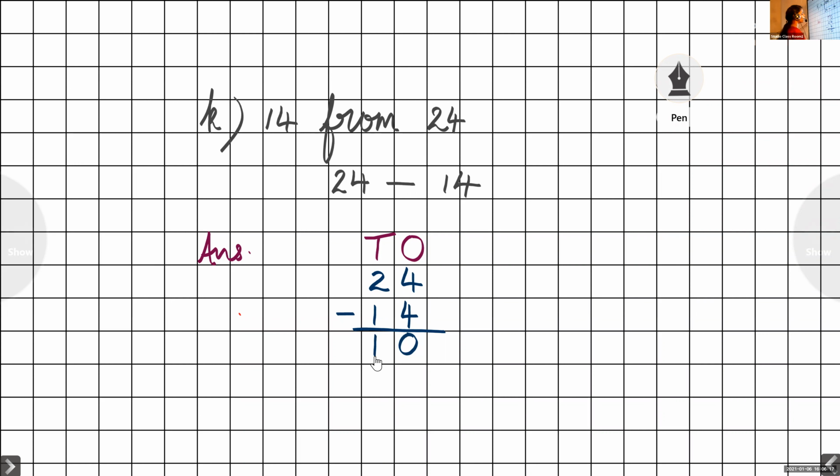So 1 ten, 0 ones. The answer is 10. So 14 from 24, that means 24 minus 14, and the answer is 10. We will have one more question. After that, we have word problems. Now let us write one more question.